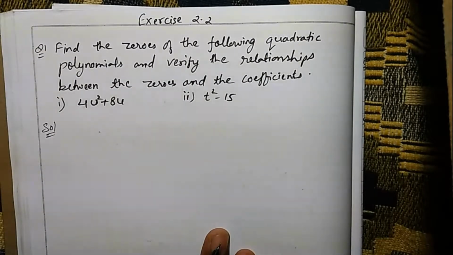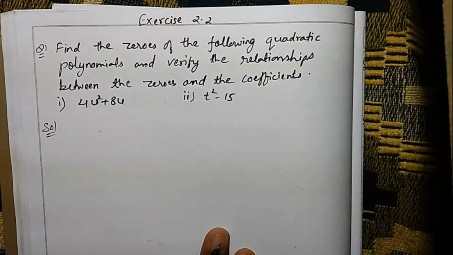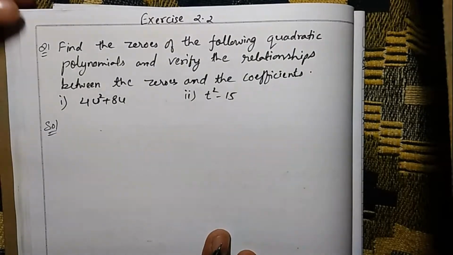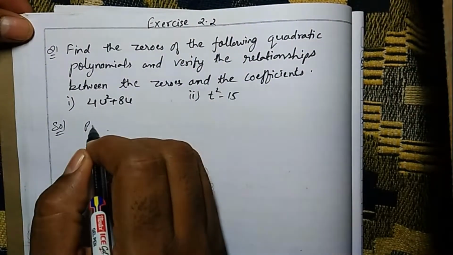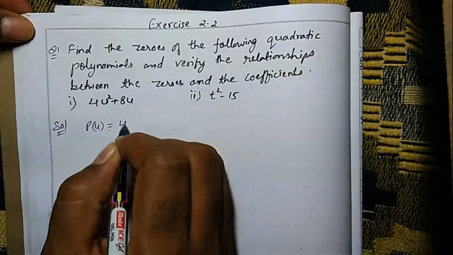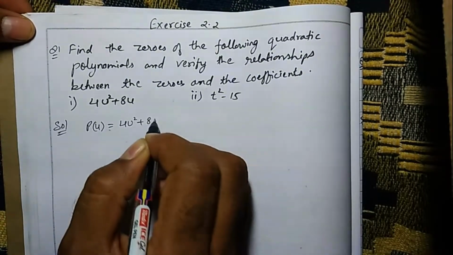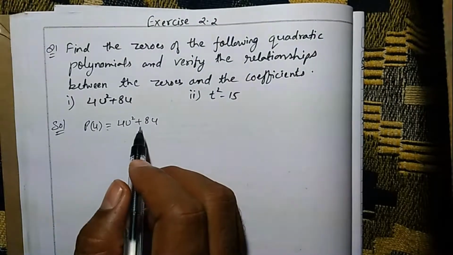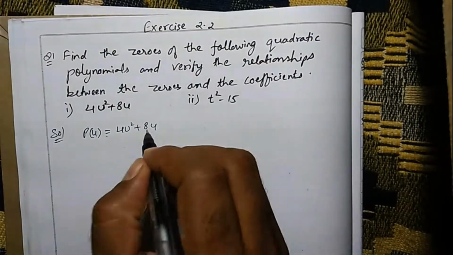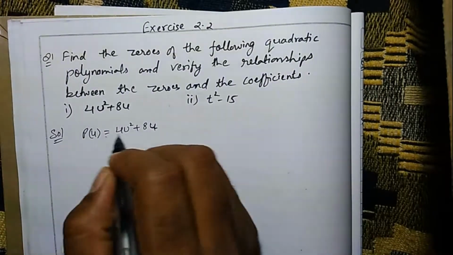So let us start solving the question. Find the zeros of the following quadratic polynomials and verify the relationships between the zeros and the coefficients. The first question is 4u square plus 8u. So we can take the polynomial pu equal to 4u square plus 8u. We are taking pu because this is the polynomial in variable u. So you will have to take u as a function.